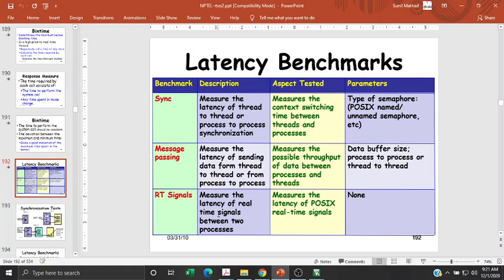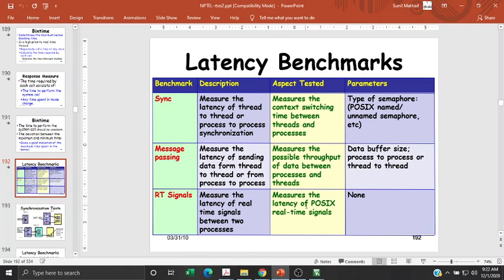It measures the latency of real-time signals between two processes. If I issue a kill signal or reboot signal to my OS, how fast it responds to that particular signal, that is real-time signals. So kill is one kind of signal where I want to kill a particular process or particular task. So how fast my signal is taken into account and you start processing it. That latency you want to measure.